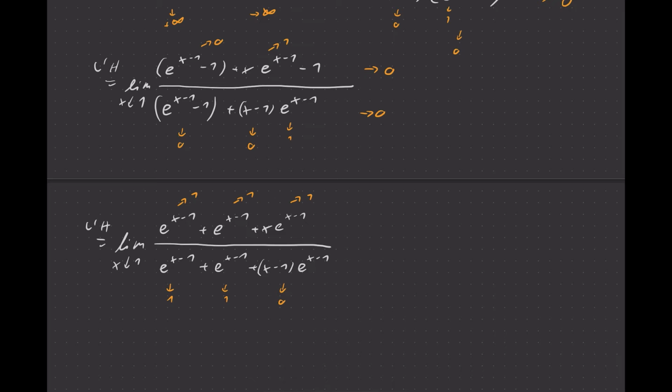But that means we have a constant value in the numerator and in the denominator in the limit. So the limit will just be 3 over 2. And that's how you compute limits of that type using L'Hopital's rule.